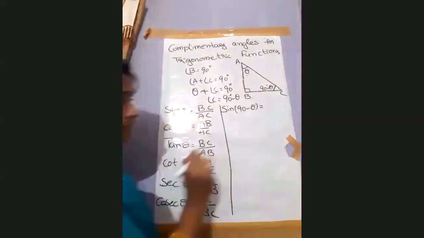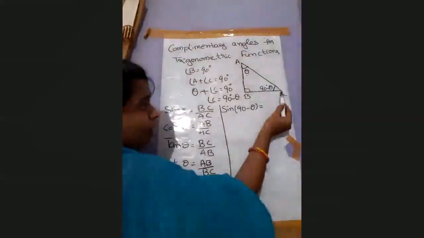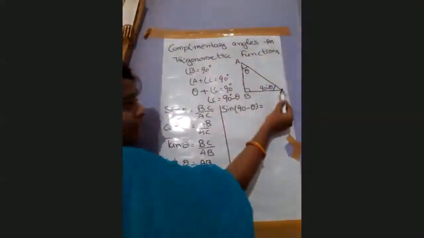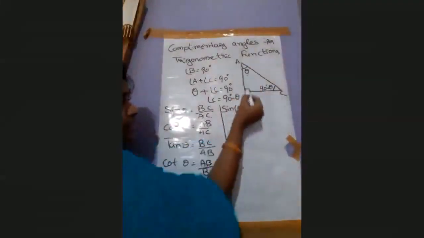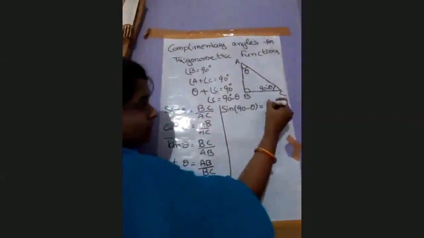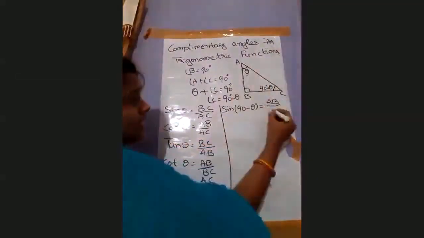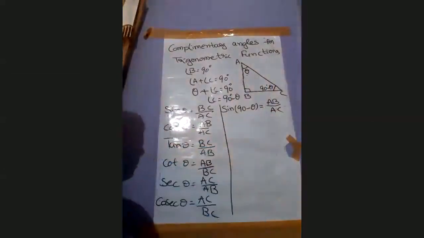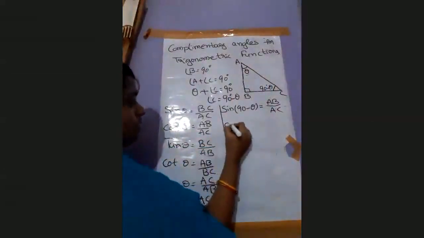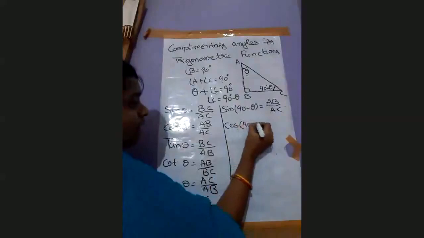Right? So for angle C, what is the opposite side here? For angle C, AB is the opposite side. So AB divided by the hypotenuse. AC is the hypotenuse, right? And then cos of 90 minus theta.